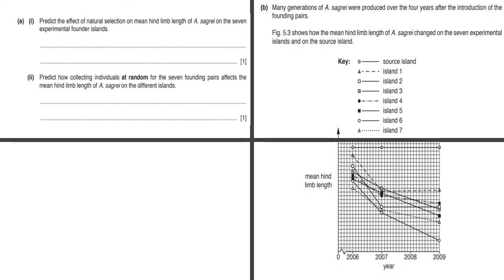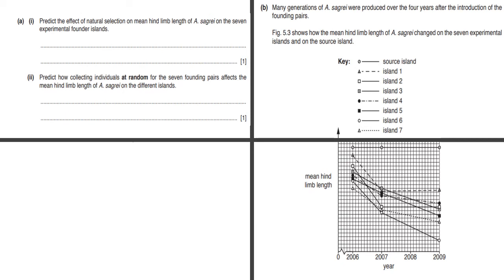Okay, so let's look at the first question. It says, predict the effect of natural selection on mean hind limb length of the lizards on the 7 experimental founder islands. If you remember from the image we just saw of the experimental founder islands, the vegetation there looks smaller. And something that was given to us in the question is that the hind limb length is usually shorter in the lizards that need it for stability, and stability would be required on shorter vegetation. So in this case, we would be able to say that the mean hind limb length would decrease because the legs of the lizard would get shorter.